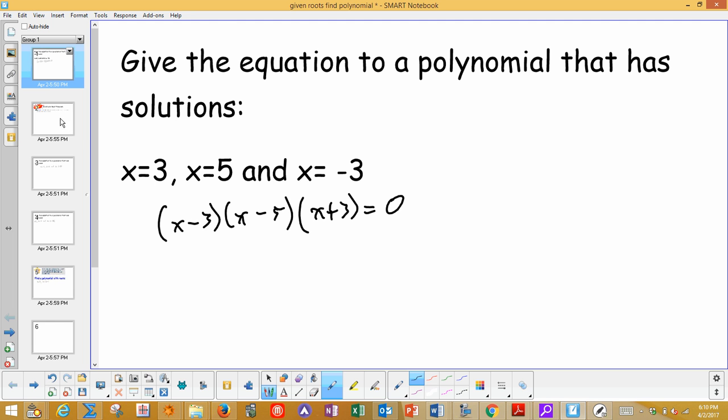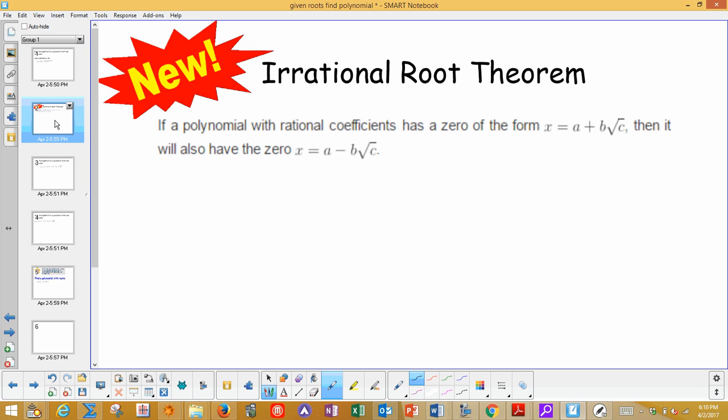Okay, so here's a new theorem. It's new. The irrational root theorem. And you should have a sense of this, that if we have a solution a plus b root c, then it also has its conjugate as a solution, a minus b root c. So for example, if x equals 3 minus 2 root 5 is a solution, then we know that x equals 3 plus 2 root 5 is a solution. And this shouldn't surprise you. It should look like the quadratic formula is at work here.